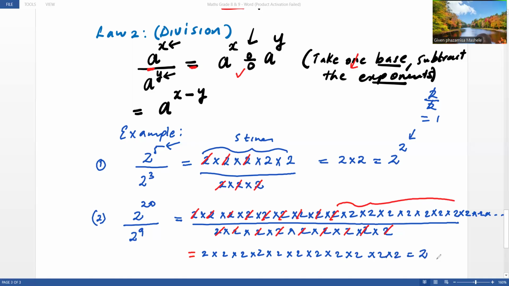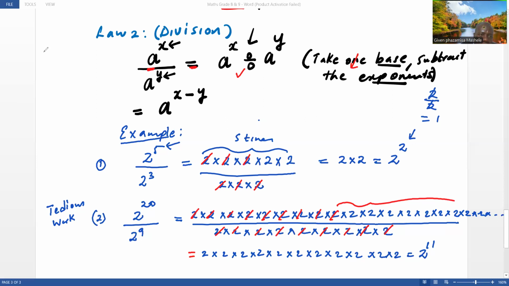10 to the power 11. Imagine having to do this all the time when you are writing exponents. It will be tedious work. So to avoid having tedious work, we need to follow this law of division to avoid doing this time and again. I'm not saying it's wrong, but imagine having to do this. So to avoid that, you must say, okay, fine.